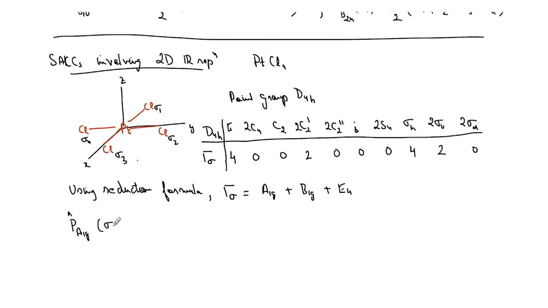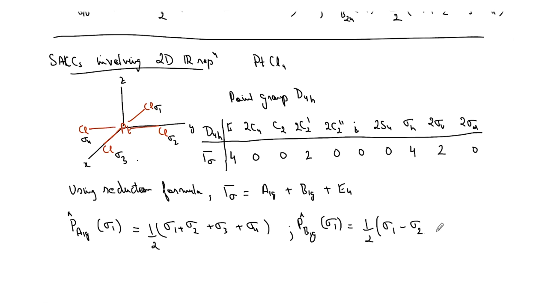A1G. So I apply A1G onto sigma 1, and the result is sigma 1 plus sigma 2 plus sigma 3 plus sigma 4. And of course, you can normalize it to get a half over here. Similarly, for B1G onto sigma 1, what do you get? Half, which is the normalization constant, times sigma 1 minus sigma 2 plus sigma 3 minus sigma 4. Because these are one dimensional IR representations, the projection operator will give you only one linear combination, whereas if you use EU for the projection operator, you should get two linear combinations, because this is a two dimensional representation, right?